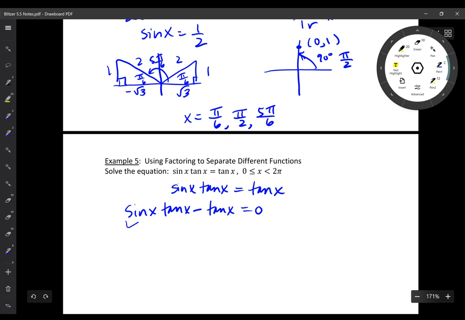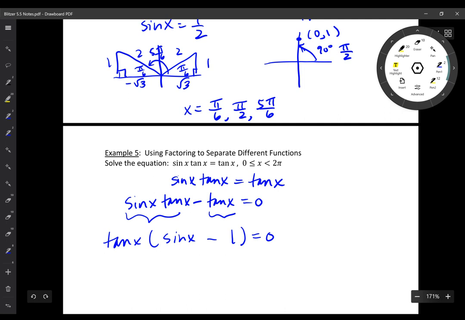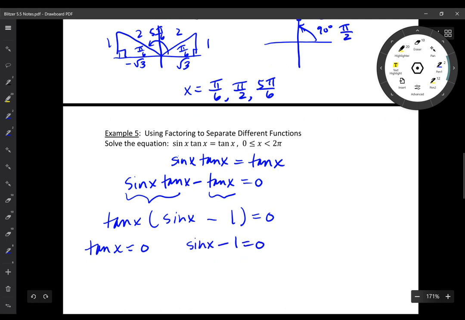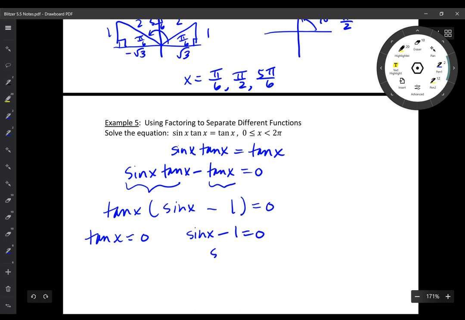So I do notice I have a term here, I have another term here. They both have a tangent of x, and so I can factor out tangent of x, and then I'm going to have sine x minus 1. So now that I have this factored, I can go ahead and solve with zero product property again. So either tangent x equals 0, or my sine x minus 1 equals 0, which means sine x equals 1.